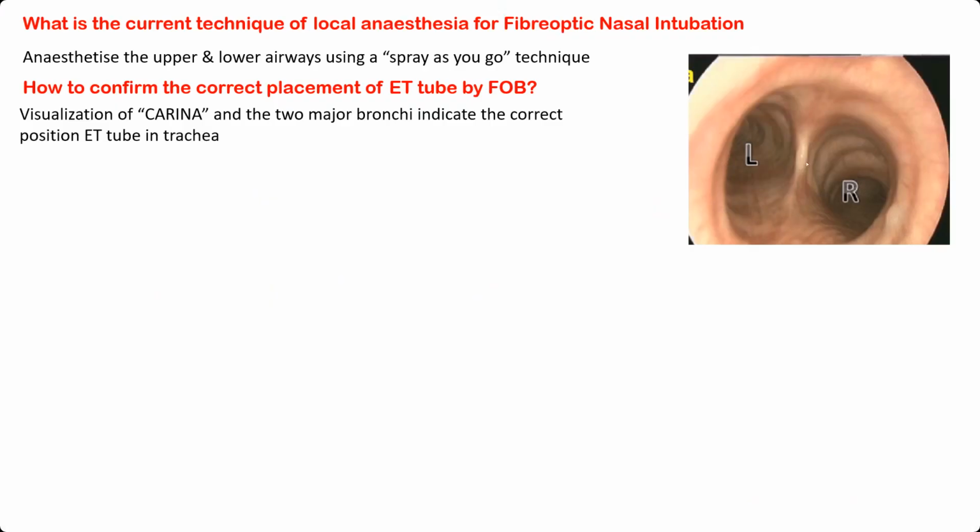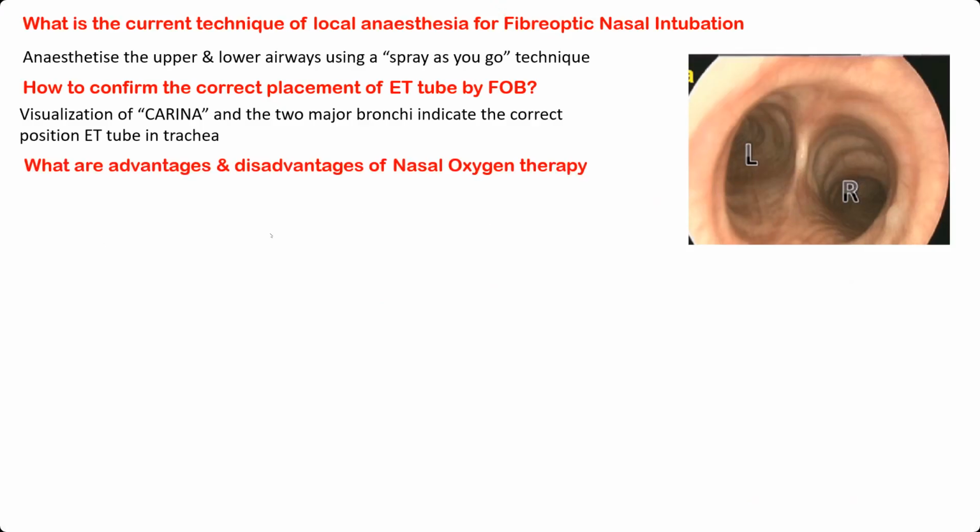So it will look like this. This is the carina. This is the opening of the right main bronchus. This is the left main bronchus. So whenever you try a nasotracheal or an orotracheal intubation with a fiber optic scope, you should not advance the tube further once you see this picture. Okay, so once you visualize the carina, you must stop.